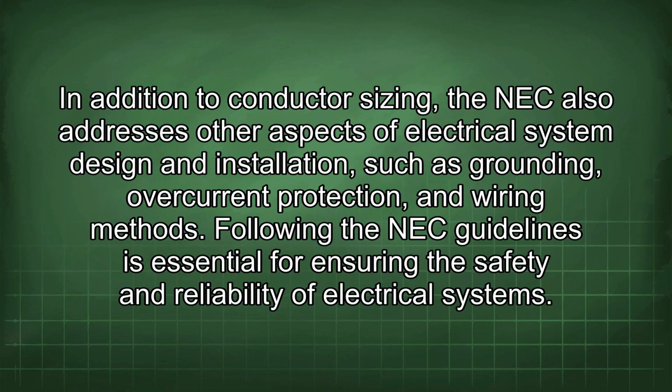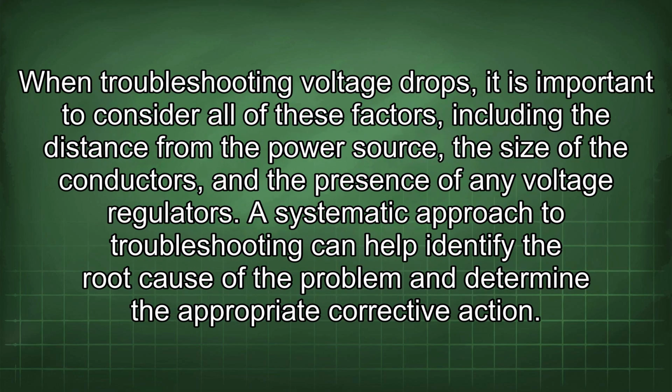In addition to conductor sizing, the NEC also addresses other aspects of electrical system design and installation such as grounding, overcurrent protection, and wiring methods. Following the NEC guidelines is essential for ensuring the safety and reliability of electrical systems. When troubleshooting voltage drops, it is important to consider all of these factors, including the distance from the power source, the size of the conductors, and the presence of any voltage regulators. A systematic approach to troubleshooting can help identify the root cause of the problem and determine the appropriate corrective action.